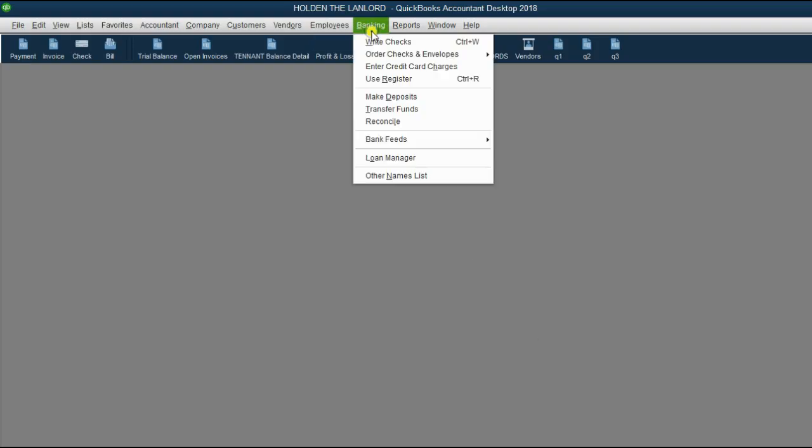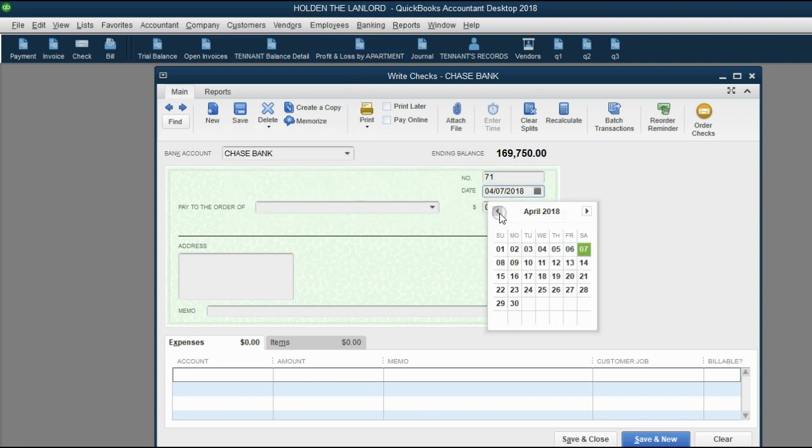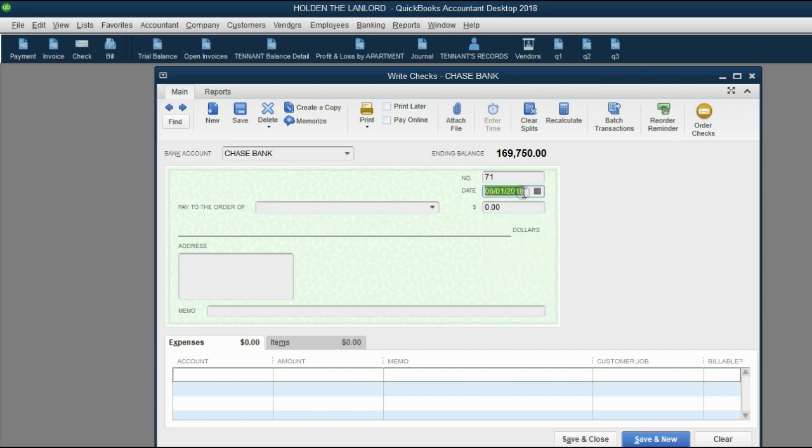From the main menu, click Banking, write a check. Now, the money's coming from the bank account. The date is July 1, but it's July 1 of 2017. That's the day they're paying the $1,000. They're paying it to Chase Bank, so your bank should also be listed on the vendor list. And the amount they're paying is $1,000.